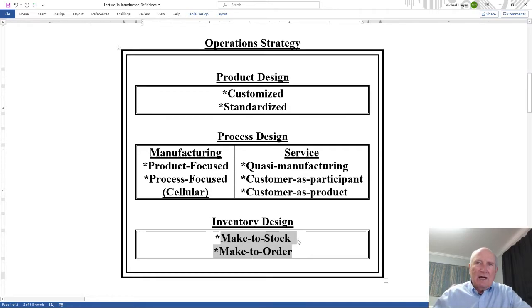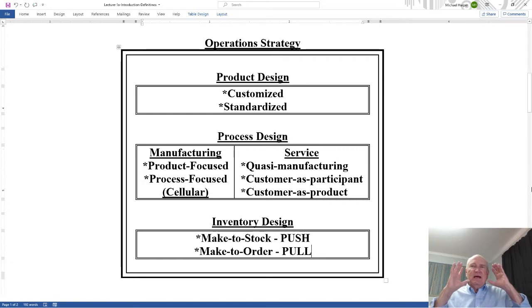And so the make to stock operation, inventory design, is really referred to as a push system. And the make to order is really referred to as a pull system. Okay, a push system says I'm making the product to create inventory, I'm pushing it toward the customer. The pull system is that order is pulling the product out of operations. But then you'll have a push system coming down, and then you'll have a pull system. And that push-pull boundary could be an actual operation strategy decision within inventory design.